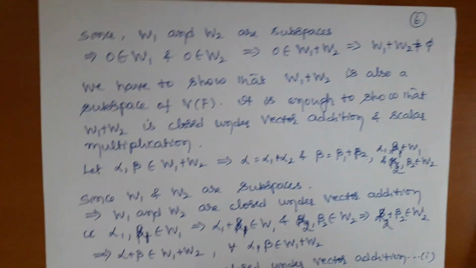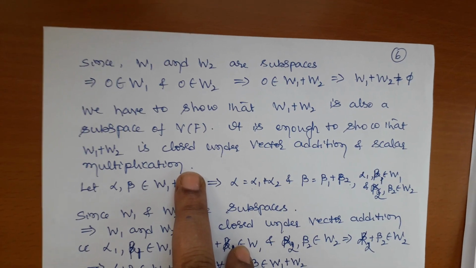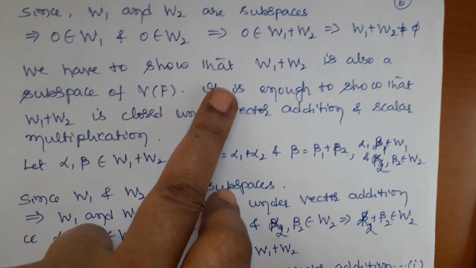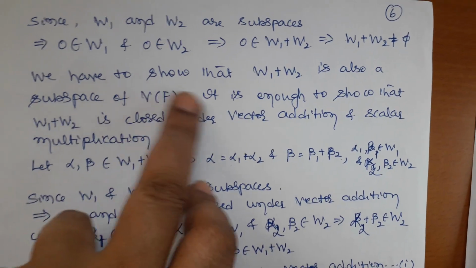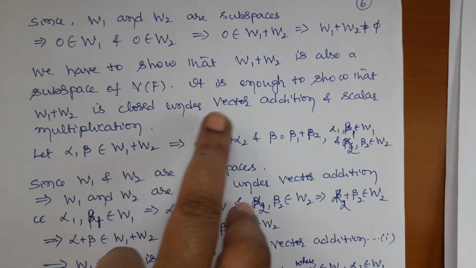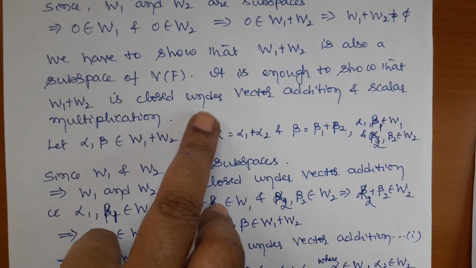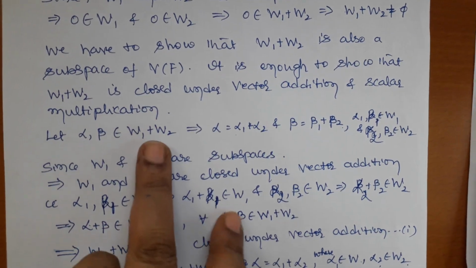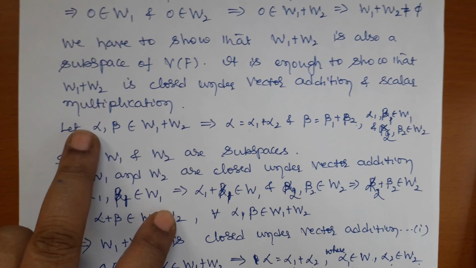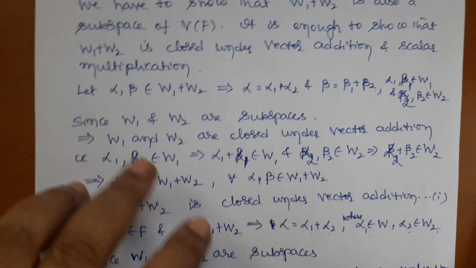Then clearly W1 plus W2 must be non-empty. Next, we have to prove that W1 plus W2 is also a subspace of a vector space over a field F. It is enough to show that W1 plus W2 is closed under vector addition and also scalar multiplication, from result 1. It is not necessary to verify that W1 plus W2 itself is a vector space.